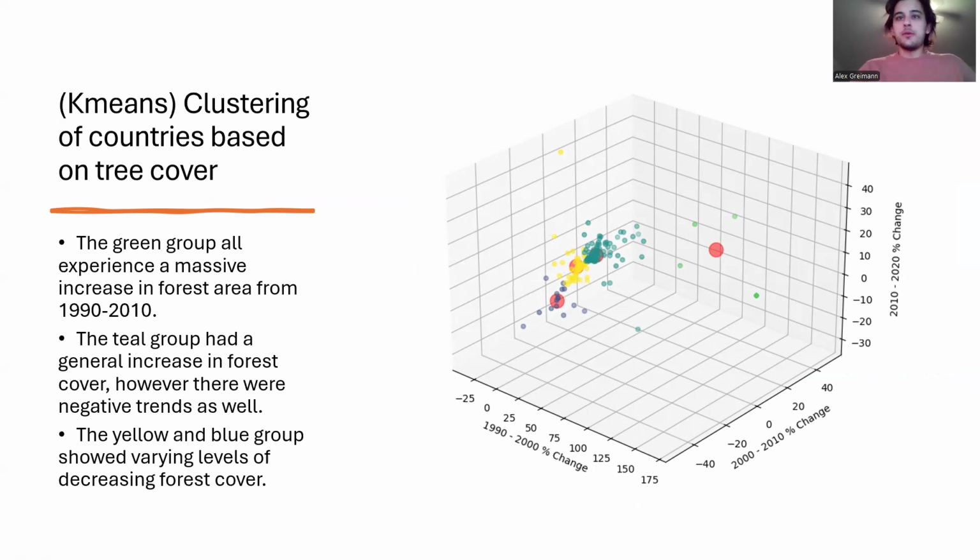So the green group, all countries that were part of the green group, had a massive increase in forest area from 1990 to 2010. The teal group had a general increase in forest cover, or increase and decrease. And then the yellow and blue groups showed varying levels of decreasing forest cover. This has 4 clusters. I do think it could be valuable to cluster it in 2 or 3 as well. And I did that, but for this presentation, I'm just showing you the 4.